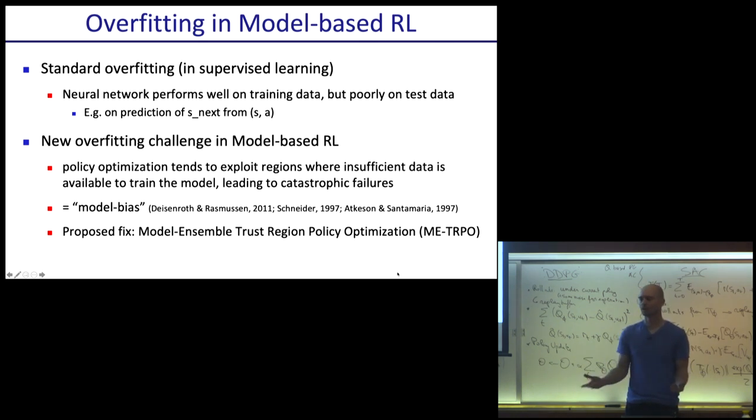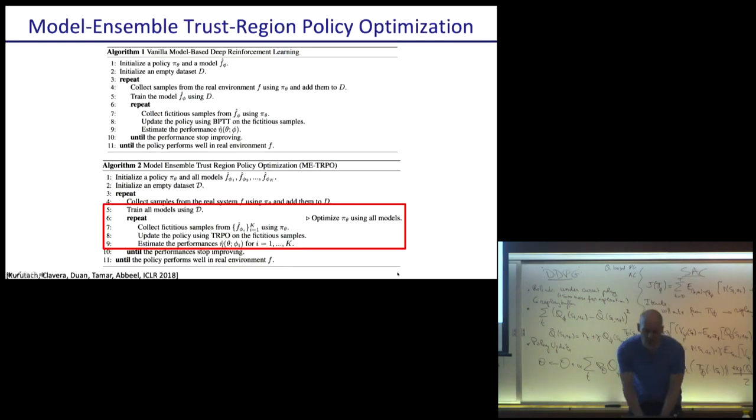Well, we could train an ensemble. If we train an ensemble of models, if the models in the ensemble agree, it means the data supports what they're saying. If the models in the ensemble disagree, it means the data does not support what's happening in that part of the space, and you maybe should not have your policy go there because it's a part of the space where you cannot trust your learned simulators. So that's exactly what model ensemble trust region policy optimization does.